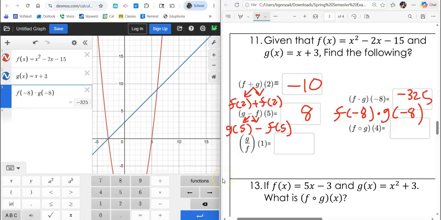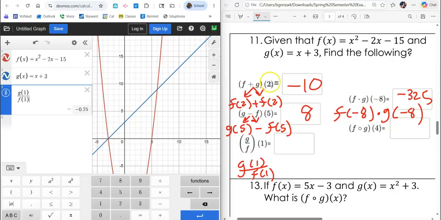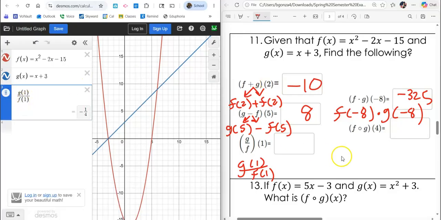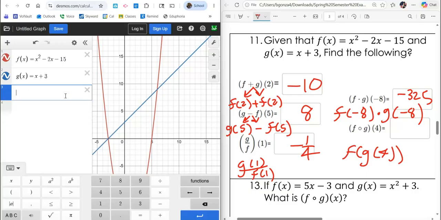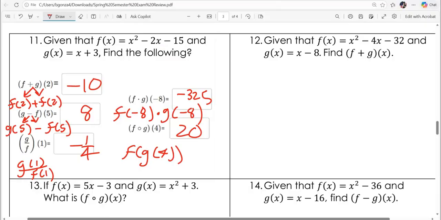Okay, now this one is g of 1 divided by f of 1. Negative 0.25, -1/4. Now, f O g is composition. You just make that into an open parentheses. F of g of 4. 20. Okay, so these are easy to type in if you split them up.